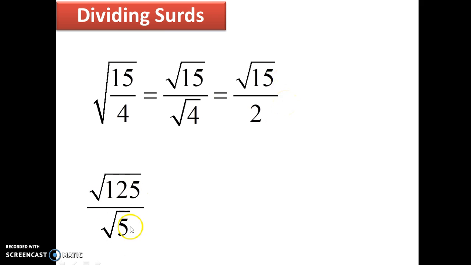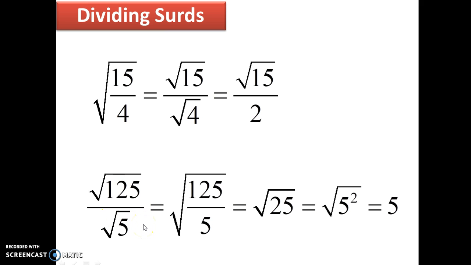Here's another example. We have two separate radicals. Can you combine and simplify that? Definitely. We can combine it into one like this. One radical, 125 divided by 5, which is 25, and the square root of 25, as we know, is 5.